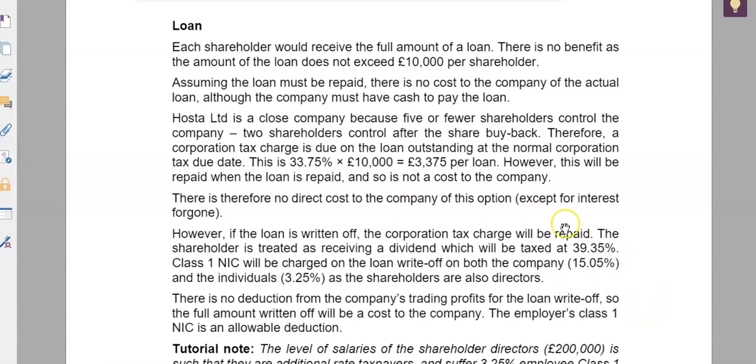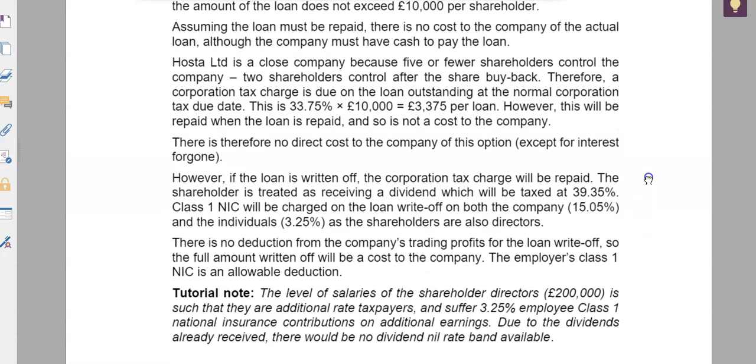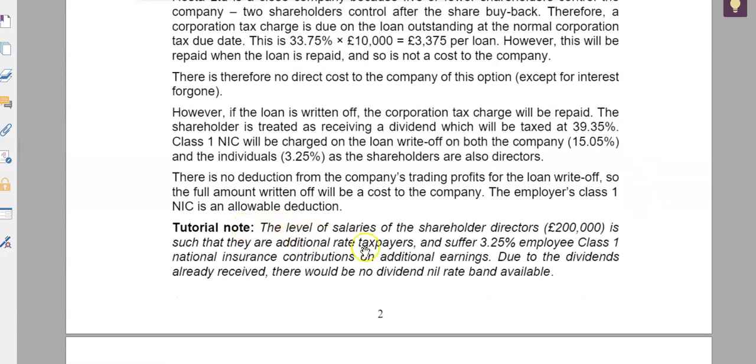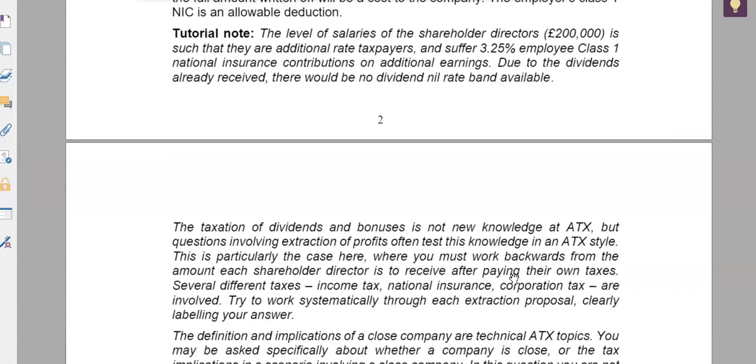So that's the full allowable reduction for the company. So I guess the loan option would have been the most beneficial for the company, right? Okay, so the tutorial note: the level of salaries of the shareholder director is 200,000, such that they are an additional rate taxpayer and suffer 3.25% employee Class 1 and additional national insurance contributions on additional earnings. Due to the dividends already received, there would be no dividend benefit. So this was the thing I told you.